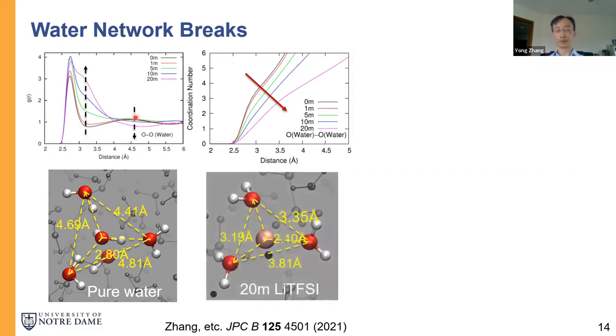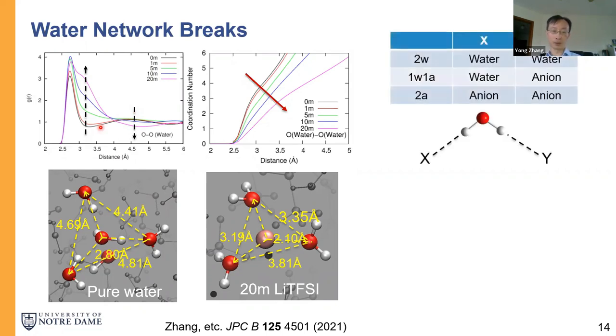Once we have lithium in the solution, lithium can be at the center of this solvation environment. So we don't have this 2.8 structure anymore, so this peak will decrease, and we don't have this distance anymore, so that will decrease as well. But we start to see a distance between 3 and 3.5, and that structure is increasing. So that's why we see this kind of behavior in the RDF.